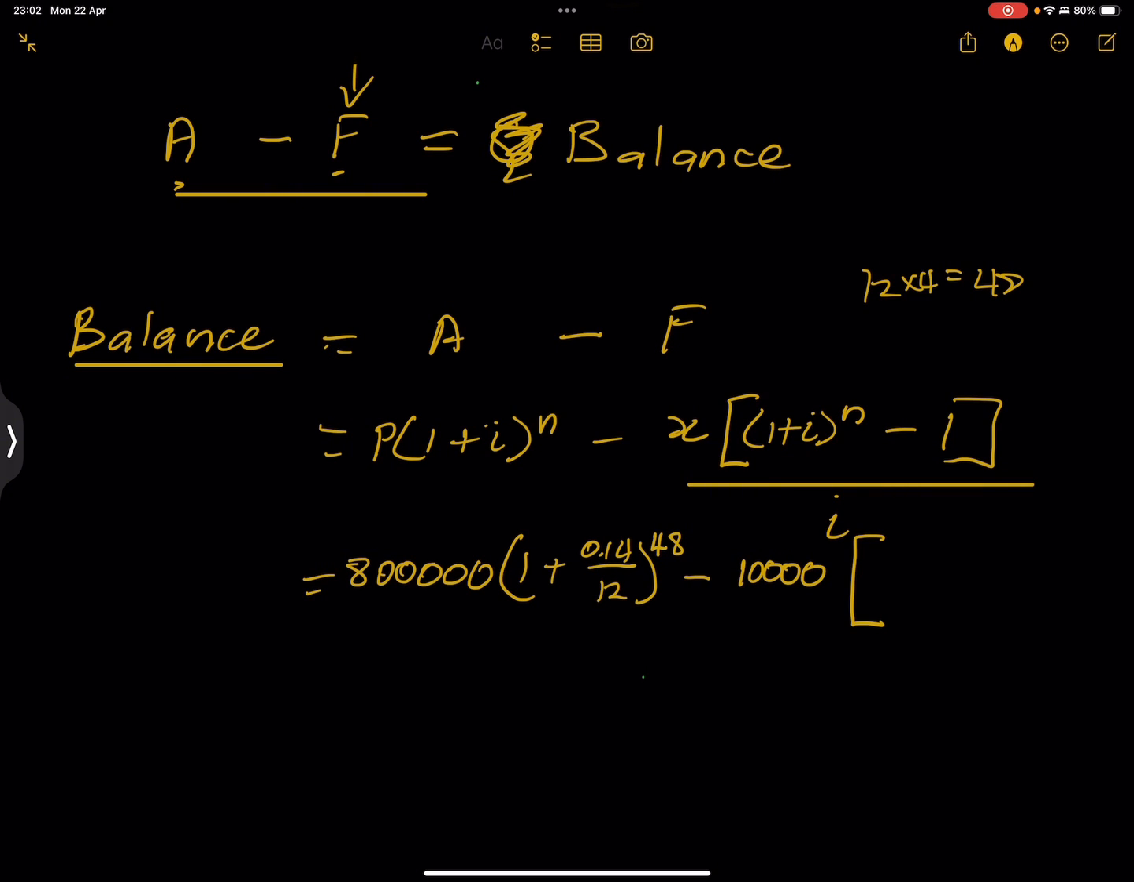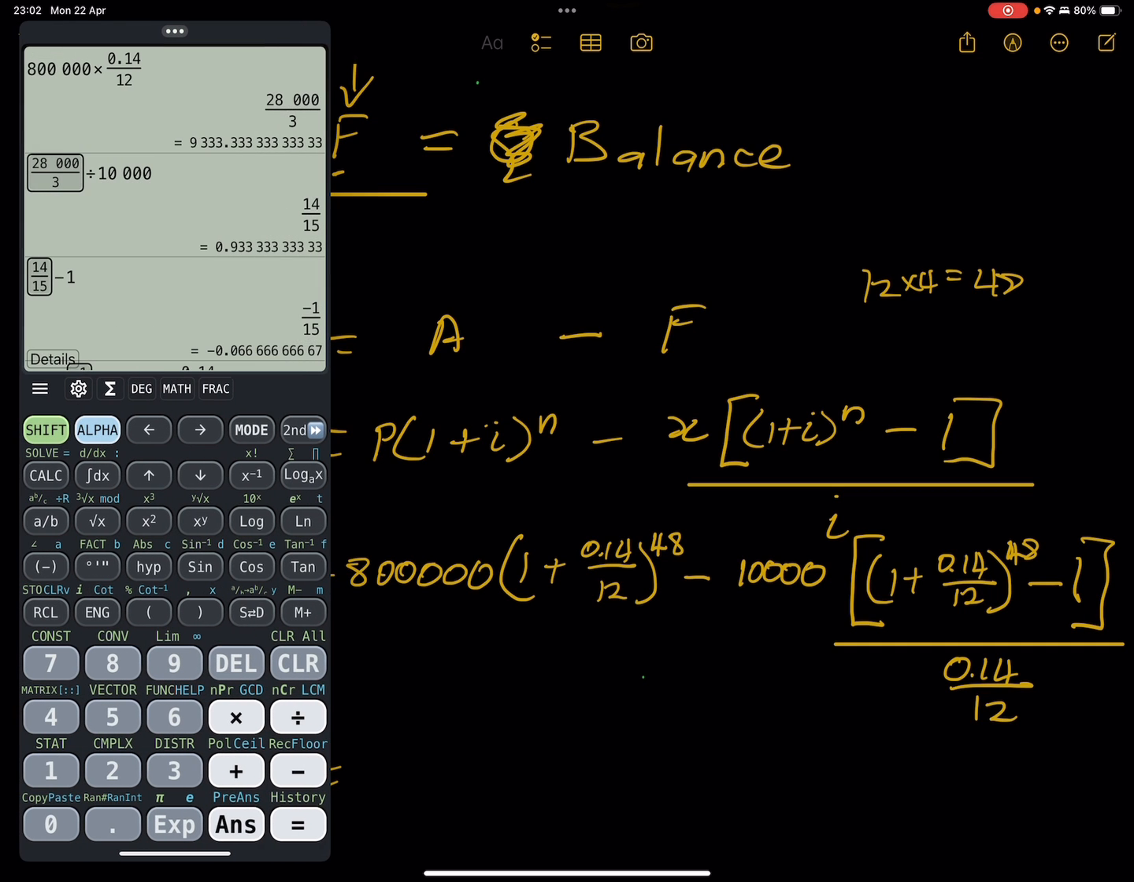Okay, this is into 1 plus 0.14 over 12 times 48 minus 1 divided by 0.14 over 12. Okay, so let's look for that balance now.